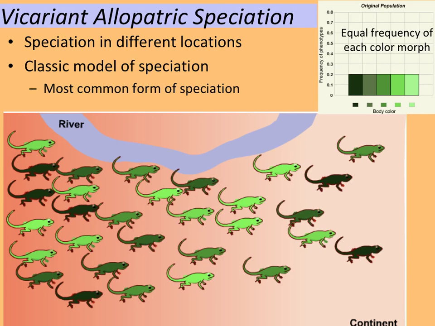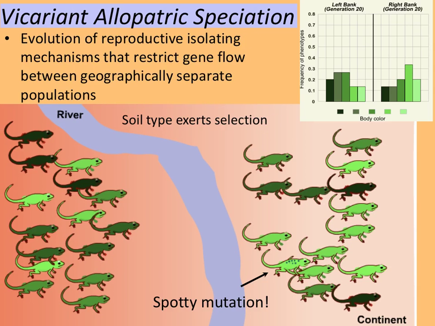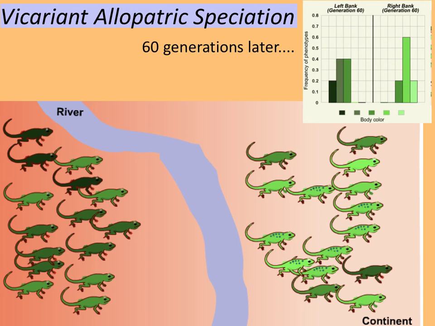Okay, so this is what it looks like. We have this homogeneous population. A river splits it. If you look in the upper right-hand corner, left bank, right bank, after 20 generations, some differences have evolved in terms of alleles. Some have evolved spots. And then finally, even more differences after 60 generations. So eventually, these species might not even recognize each other for breeding if, let's say, the river dried up.